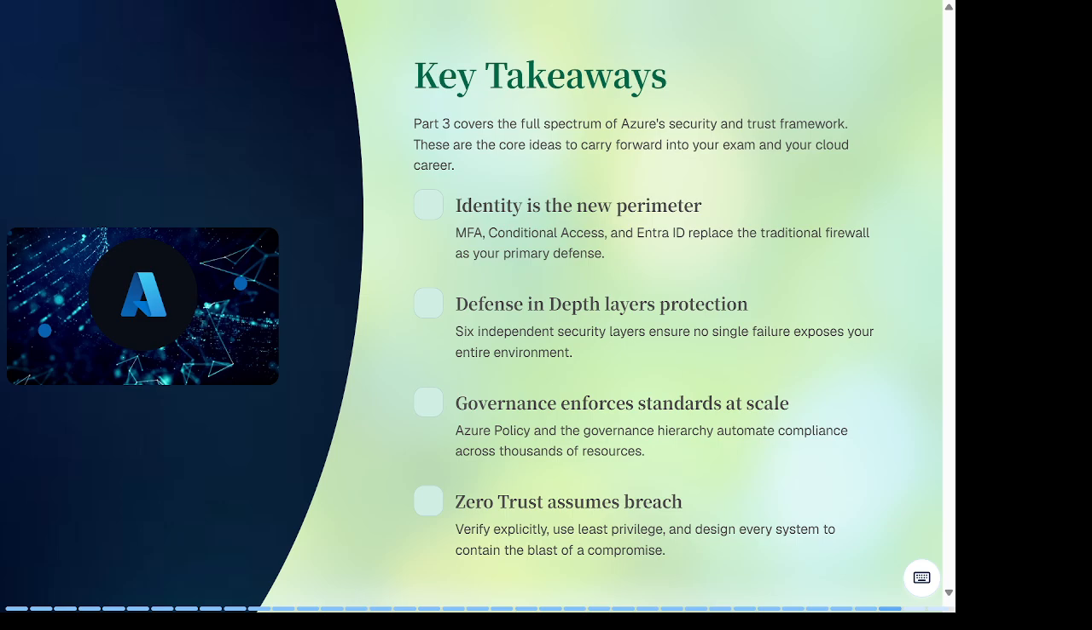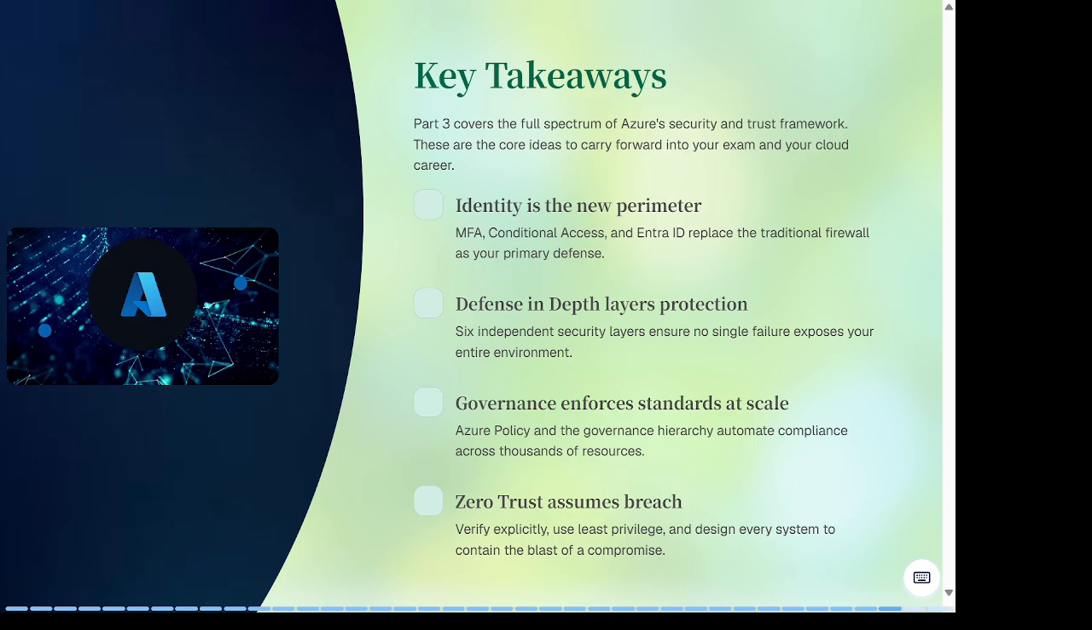Zero trust assumes breach. You should never assume trust, always verify. Zero trust is based on 3 principles: verify explicitly, use least privilege, assume breach. This means every access request is validated. Users get only the minimum required permissions. Systems are designed to limit damage if compromised. So security is built for a world where breaches are always possible.